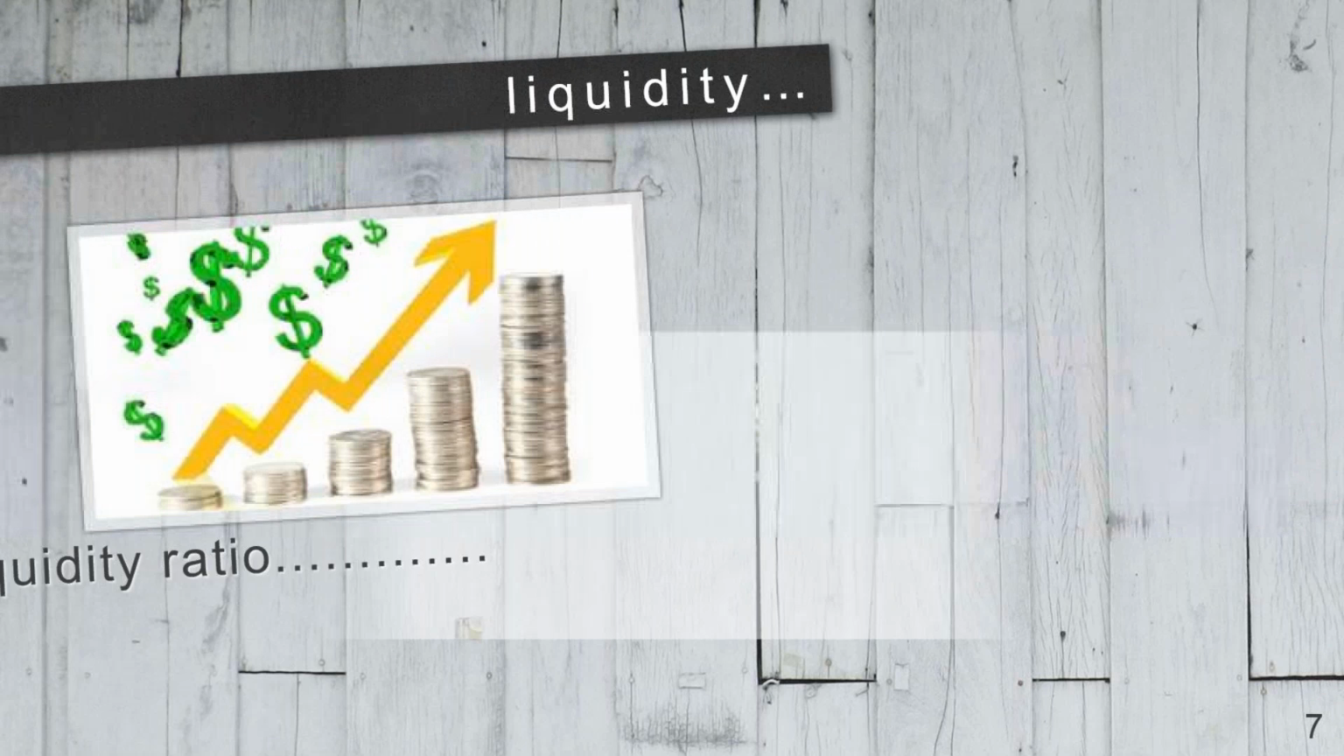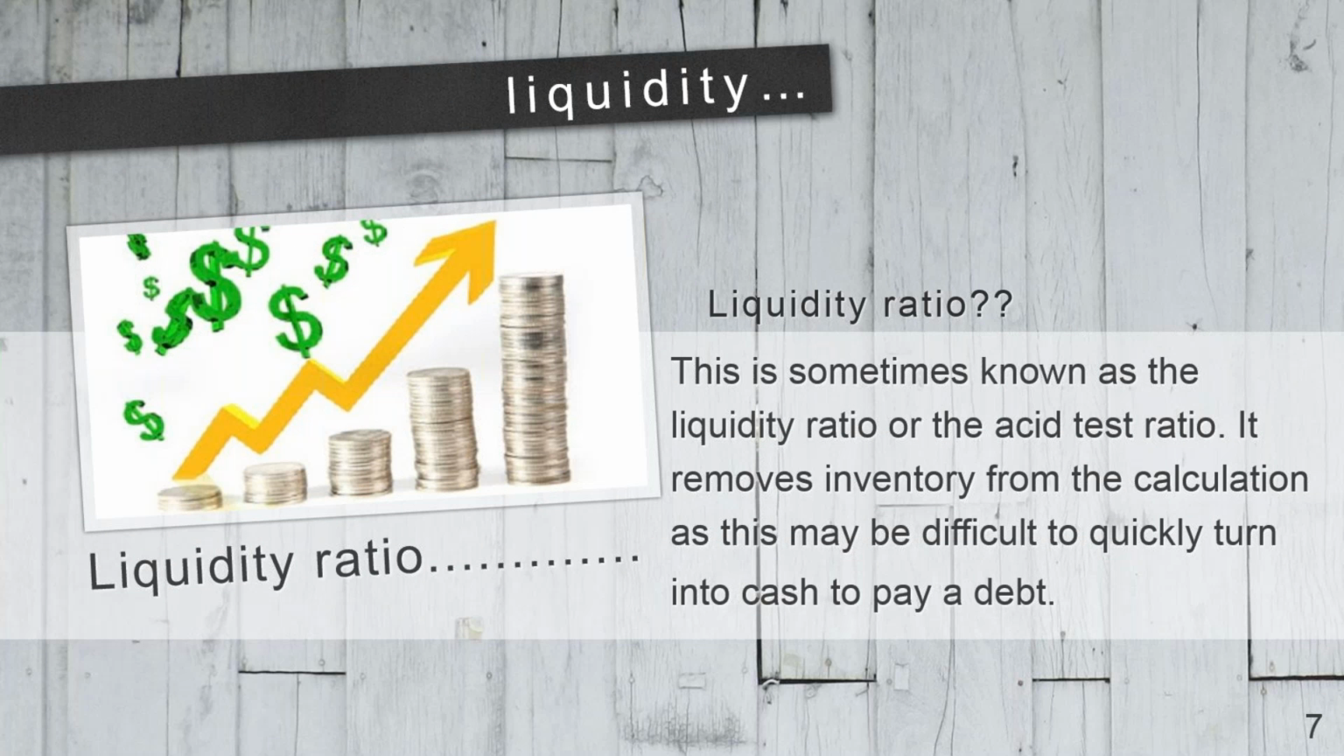What about the liquidity ratio? The liquidity ratio is sometimes known as the quick ratio or the acid test ratio. It removes inventory from the calculation as this may be difficult to quickly turn into cash to pay a debt. It is the level of a company's ability to pay short-term debt using current assets without taking into account inventories, because inventories require a long process to be cashed out compared to the other assets.